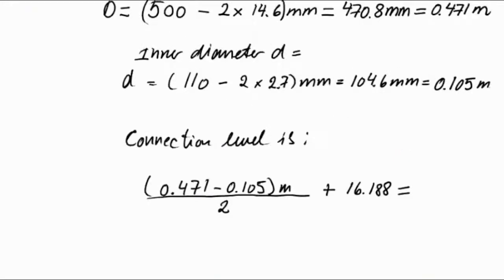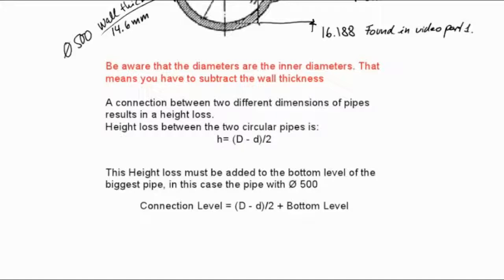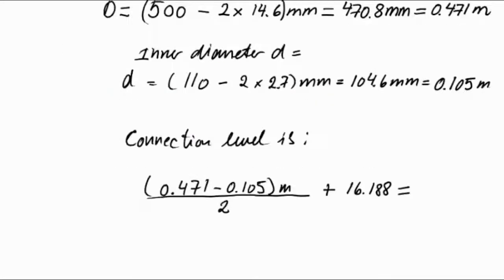What is left now is to calculate the connection level, and as we remember, the connection level has the formula shown down here. Connection level equals height loss plus bottom level. This was what we were finding up here in video part 1. So let's see what we get. We are back here, and I have been writing up the height loss. I add the bottom level, and what I get is 16.371.